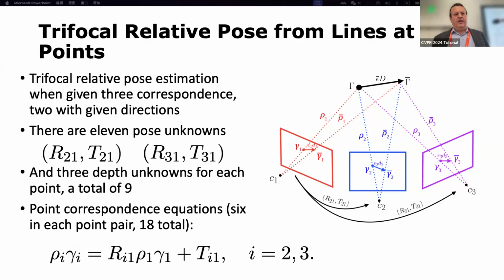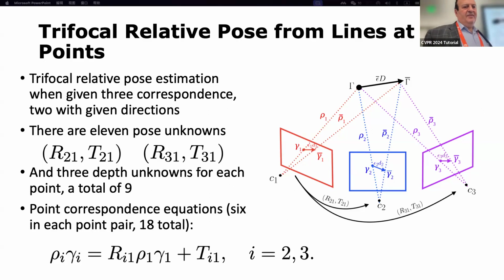And we can do it with three correspondences, two of them having lines. What are the unknowns here? The unknowns are the relative pose of one with respect to two and one with respect to three. One of them has metric ambiguity, so one variable goes out. So instead of 6 and 6, we have 6 and 5, 11 unknowns there.